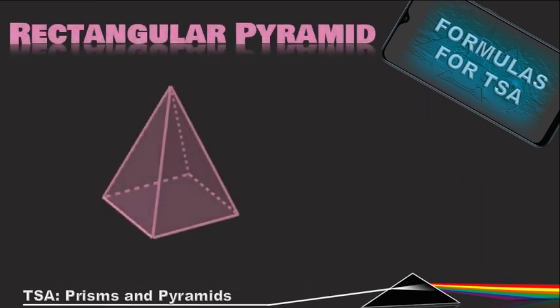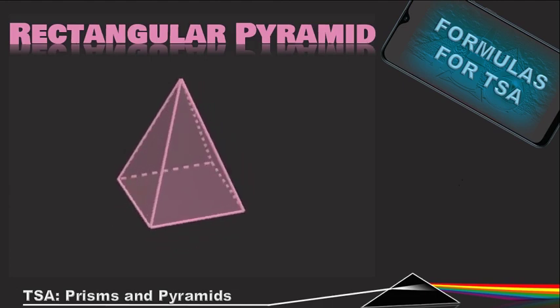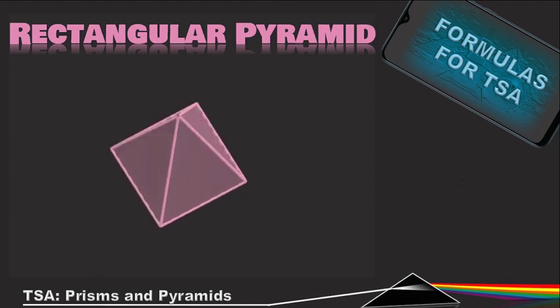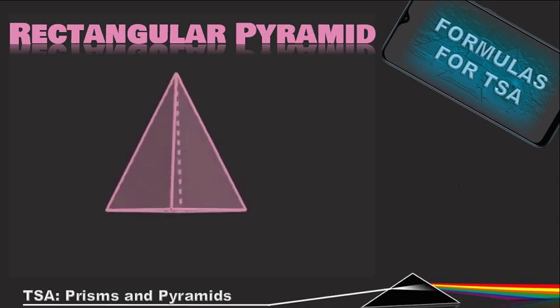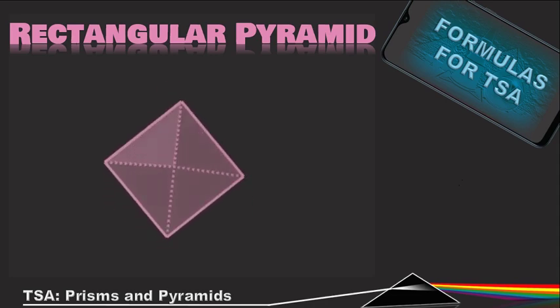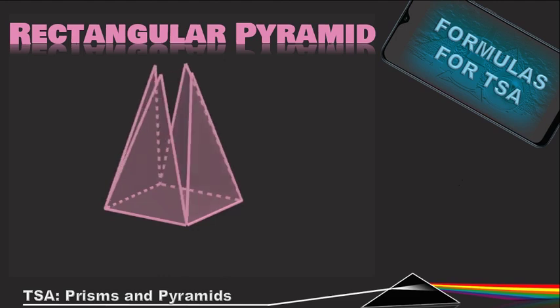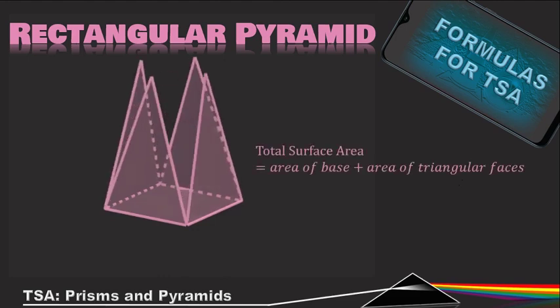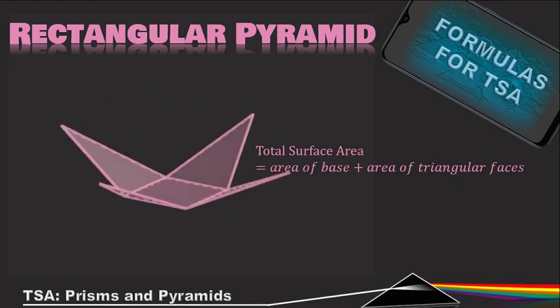Okay, next up we have a rectangular pyramid. So looking at the shape from all the sides, we can see there are 4 triangles on the slant heights, and that's the view from the top. And then if we look at it from the bottom, we can see that it is a rectangle as a base, hence a rectangular pyramid. And our total surface area is just the area of the base plus the area of the triangular faces.